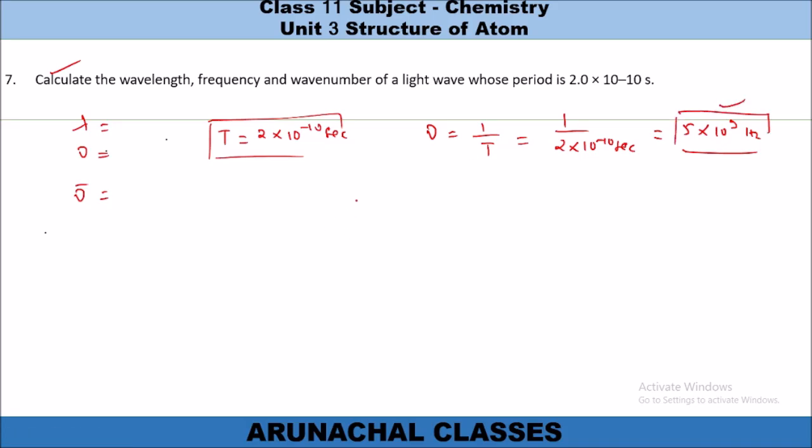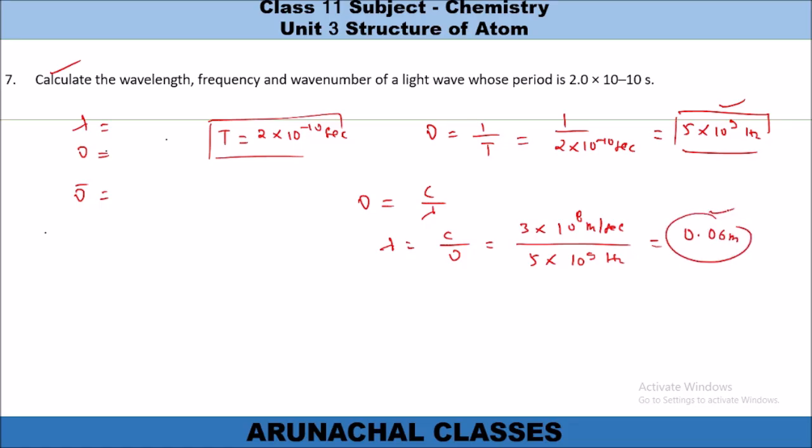Now we can have another relationship, nu is equal to c upon lambda. So lambda will be c upon nu. The c value is known, 3 into 10 power 8 meter per second, divided by nu, that we have already found, 5 multiplied with 10 power 9 hertz. If I solve this one, it will be 0.06 meter. So we have got lambda also, we have got frequency also.